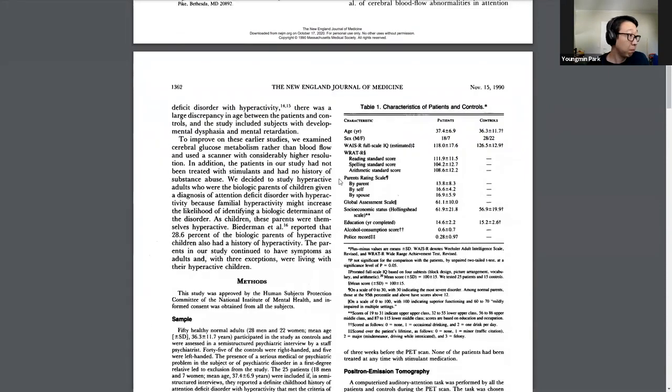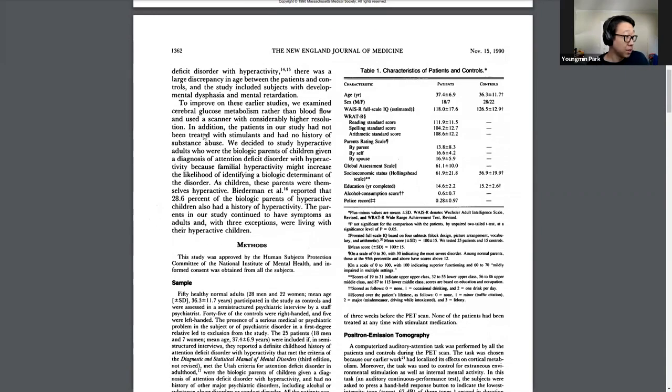Major confound. To improve on these earlier studies, we examined cerebral glucose metabolism rather than blood flow and used a scanner with considerably higher resolution. So right off the bat, they propose major improvements to prior studies just by the imaging. The way that they're imaging and measuring the amount of brain activity is already very different.